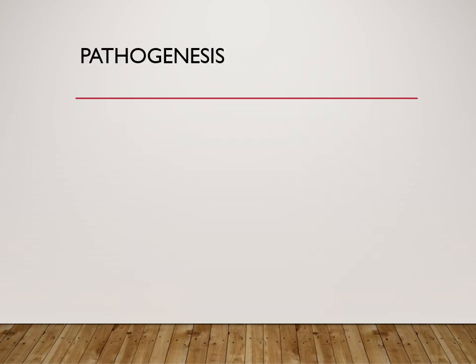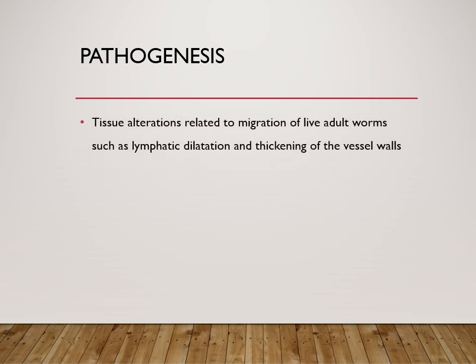Now we come to the pathogenesis, that is, how your body responds to the presence of this parasite. Basically, whatever we are noticing, the changes that occur in the limbs, are in regard to this lymphatic obstruction. Mainly the tissue alterations noticed in filariasis are related to the migration of the live adult worm, like lymphatic dilatation and thickening of the vessel wall, which can occur.